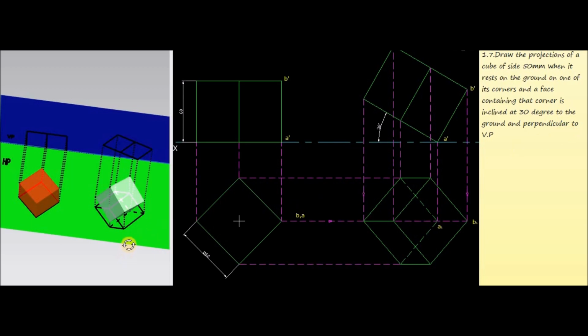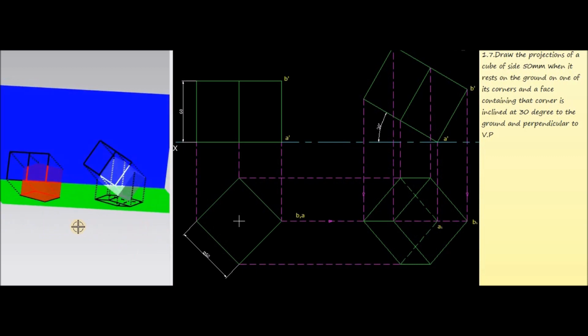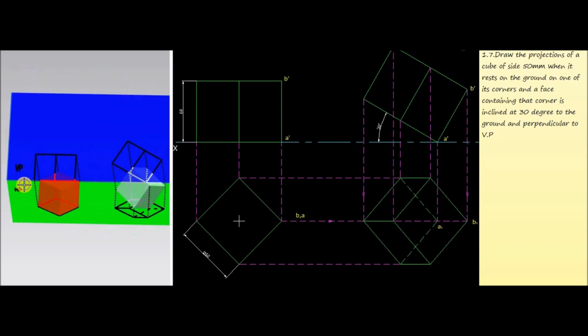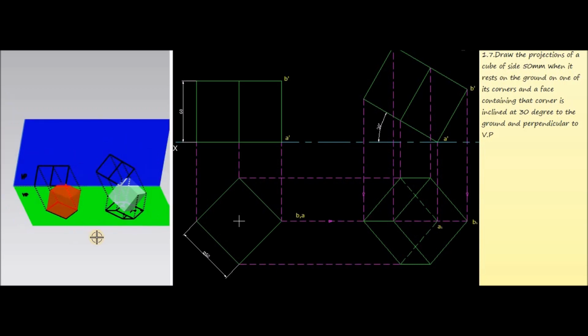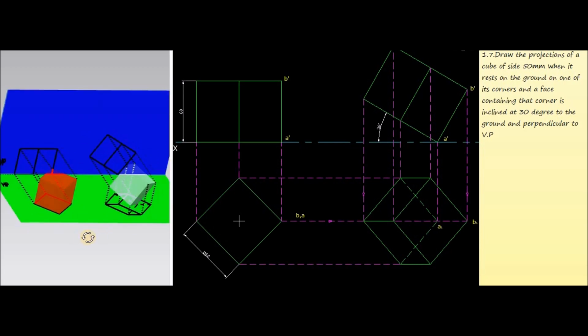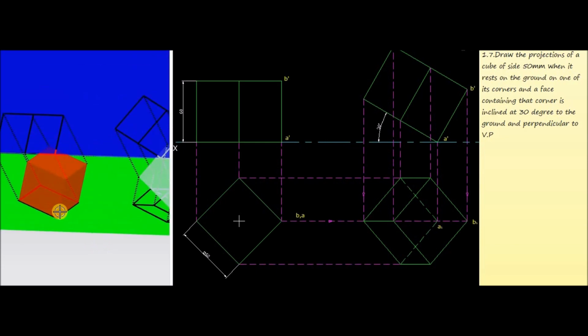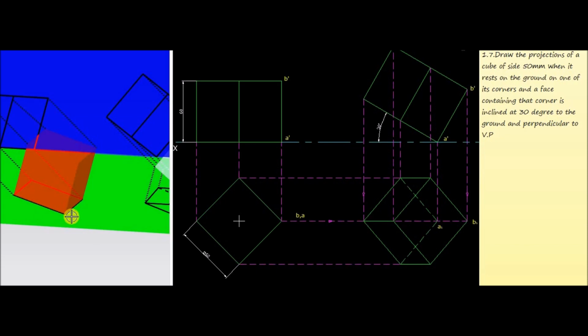Now consider the three-dimensional geometry of this problem. Here we are representing the vertical plane in blue color and the horizontal plane in green color. So this is the case of a cube of 50 mm side. First of all we have to construct this cube having length 50 mm.